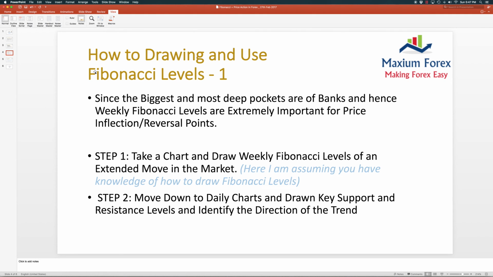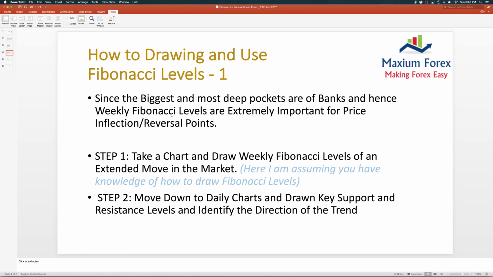So how to draw and use Fibonacci levels? Since the biggest and the most deep pockets are the banks and the hedge funds, weekly Fib levels are extremely important for price inflection and reversal points. Step one. These are the steps we will be following to create it. Once we go through the presentation, I will go to the chart and show you live how this is happening in the market and how these Fib levels are met time and again. Okay. So we have step one. You take a weekly chart of an extended move in the market.